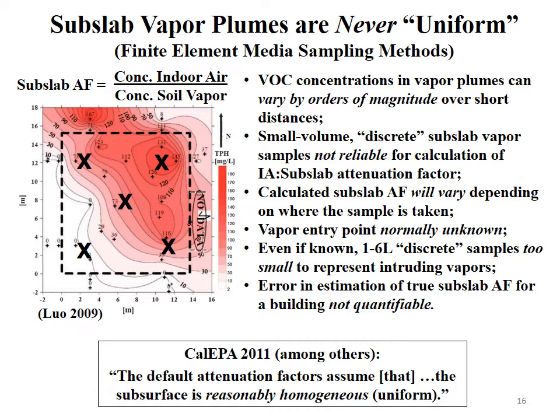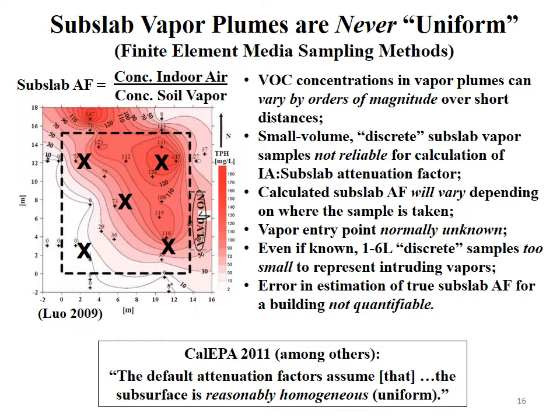I collect a sub-slab sample, a 1 to 6-liter sample, at point X in the bottom right-hand corner, and look at the ratio of indoor air VOC concentration to sub-slab concentration. I would get one attenuation factor. If I collect another sample at point X in the upper right-hand corner and compare the data between sub-slab vapor and indoor air, I'd get a completely different attenuation factor. So these attenuation factors we calculated are random and can't be considered representative of true conditions.